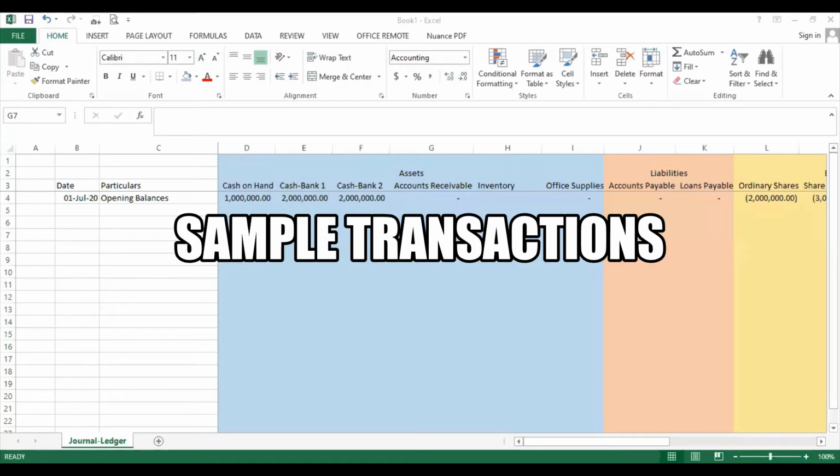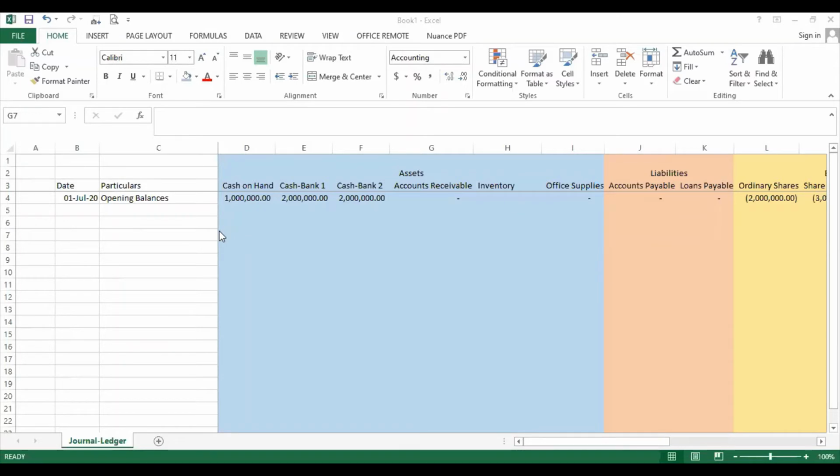Okay, let's try adding several transactions. Let's assume that all of these happened in July 2020. So to add a new transaction, you just simply type the date. You don't have to write all the numbers since we already formatted this. So if this is the 3rd of July, you just press 7/3 and enter.